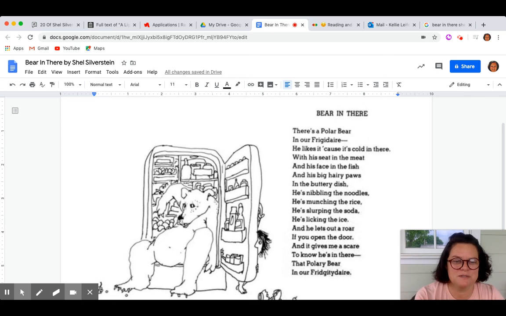Hi, I have a poem today by Shel Silverstein. It's called Bear in There.